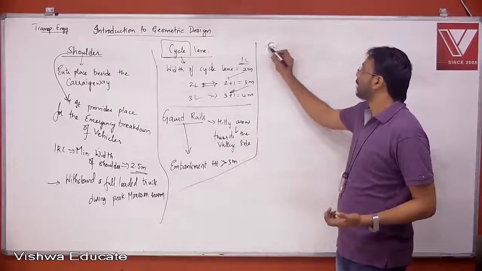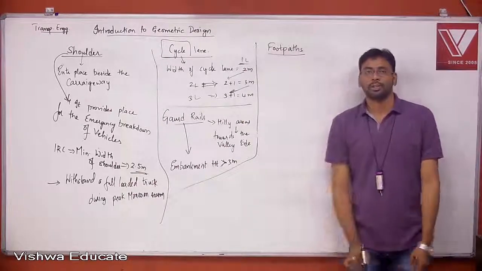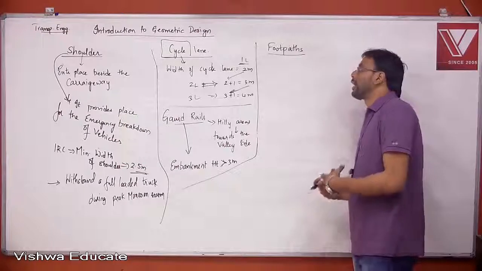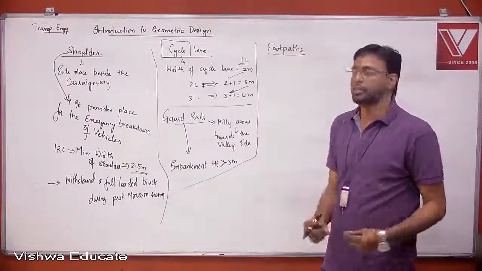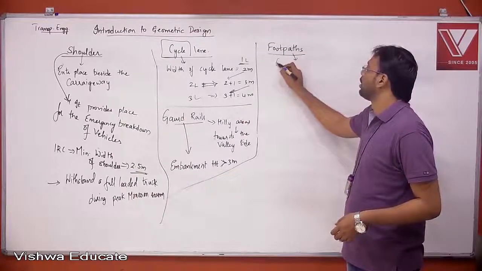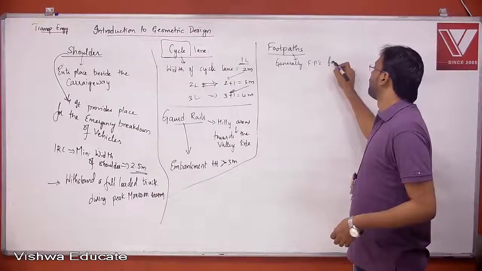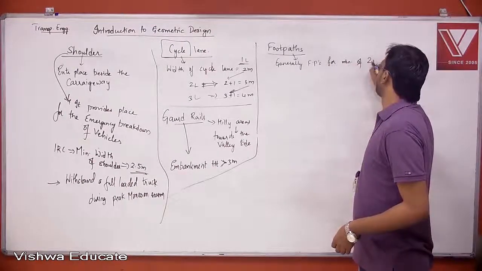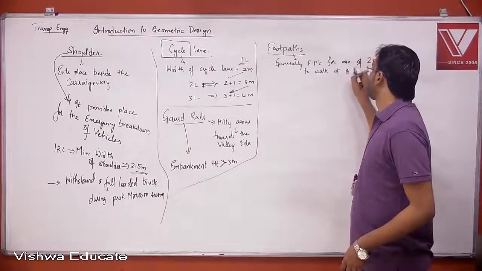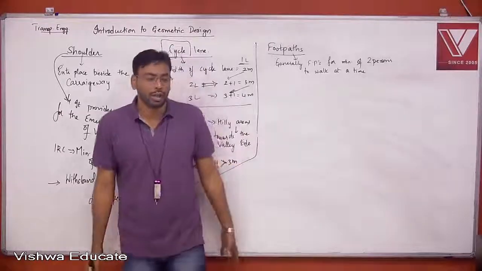And lastly, footpaths. This is also something everybody knows: footpaths are nothing but the paths which are provided for the movement of pedestrians. Generally footpaths are designed for a minimum of 2 persons to walk at a time.